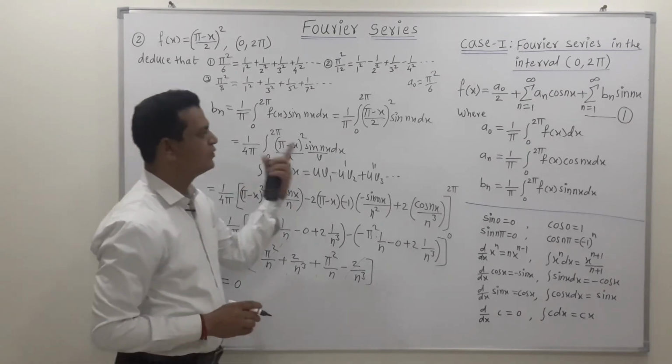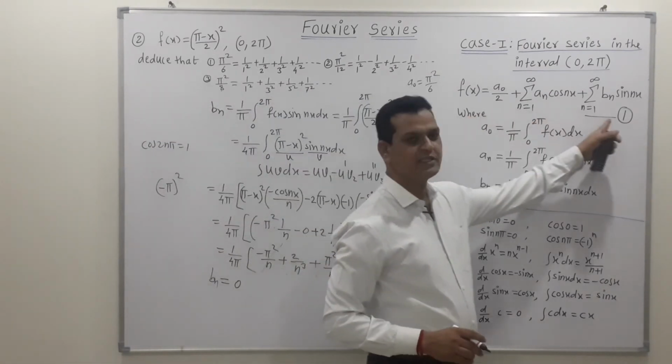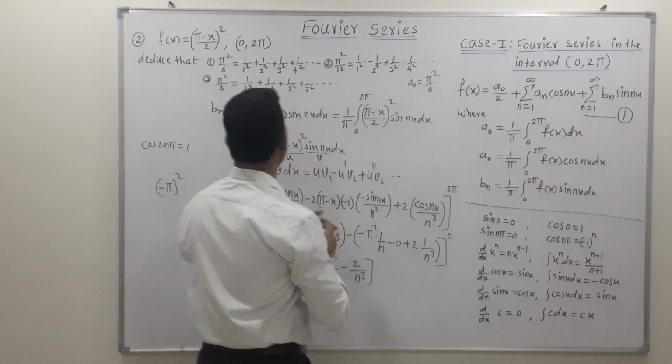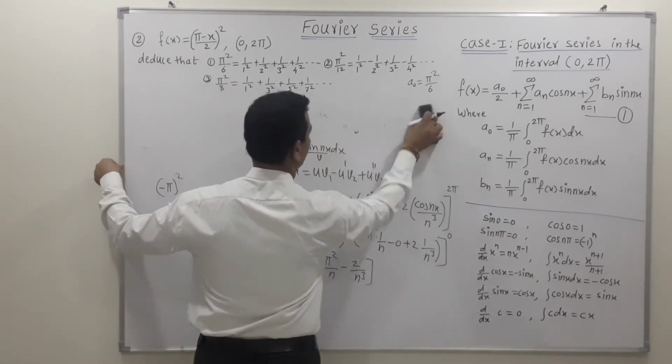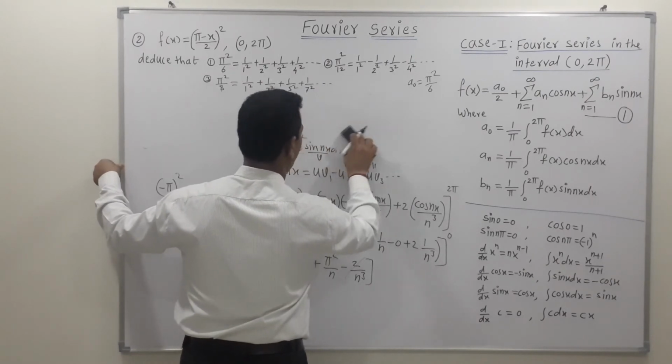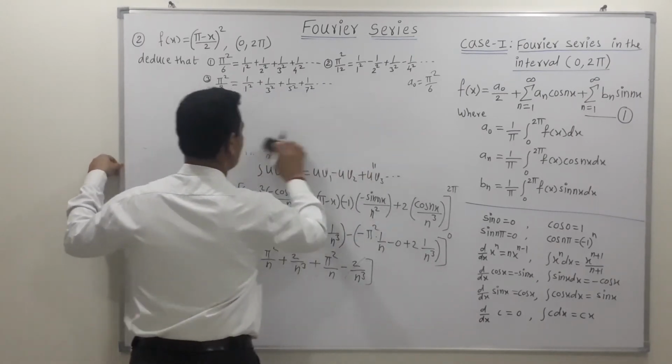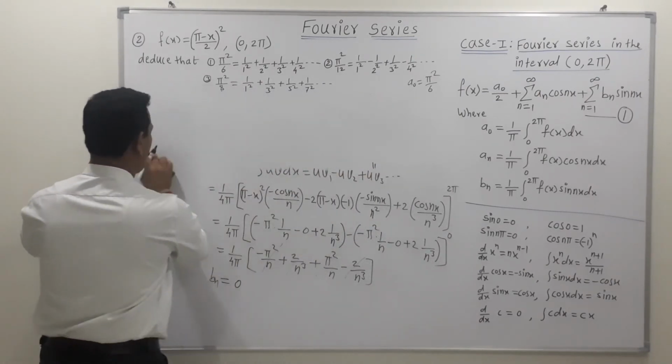Now put all these values of A0, An and Bn in equation number 1. So after putting these values in equation 1, we get the next step as, just put the value of this term in equation number 1.